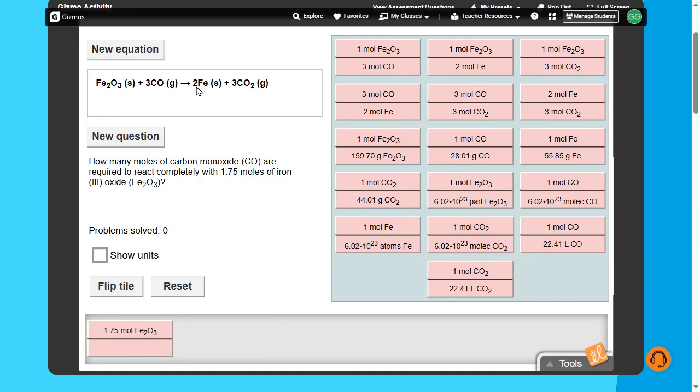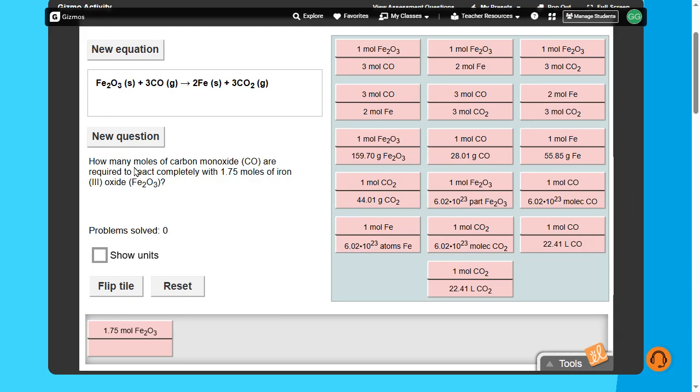As it is right now, it is already balanced. We can request a new equation at random by clicking on this button. And we can also request a new question based on this identical equation by clicking on this new question.